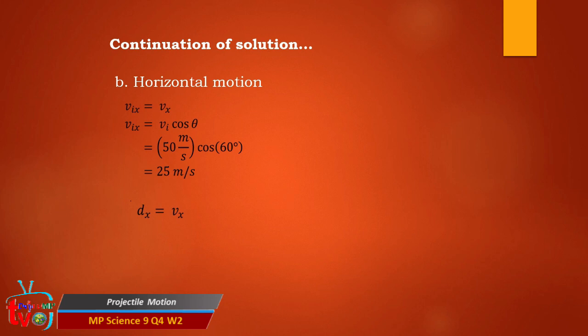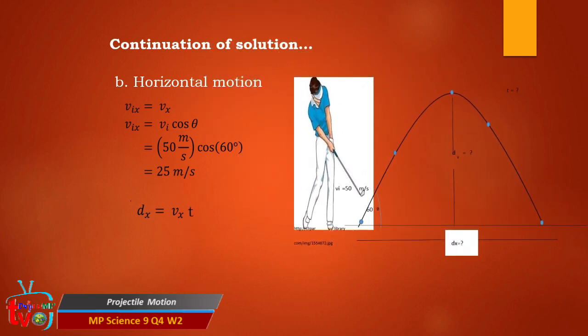To solve for the distance, we have velocity times the time. So therefore, 25 meters per second times 8.84 seconds will now give us 221 meters, which is the horizontal distance or the range the ball traveled.